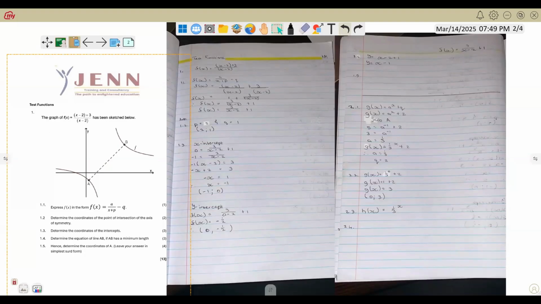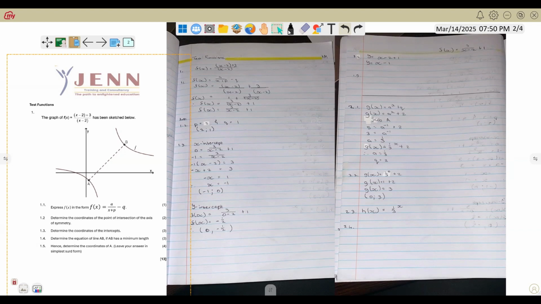Can you please read the first question from your test? The graph of f of x is equal to x minus 2 plus 3 over x minus 2 has been sketched below. 1.1 Express f of x in the form f of x is equal to a over x plus p, plus q.